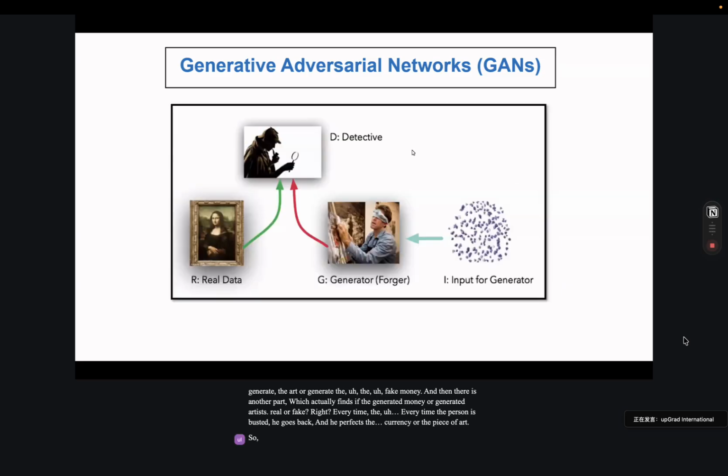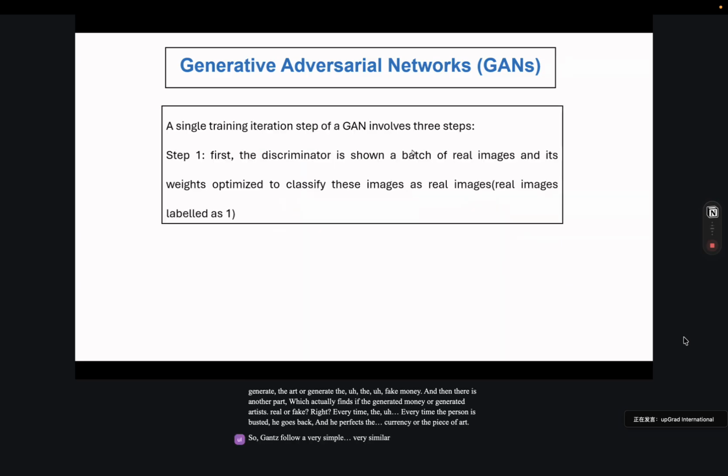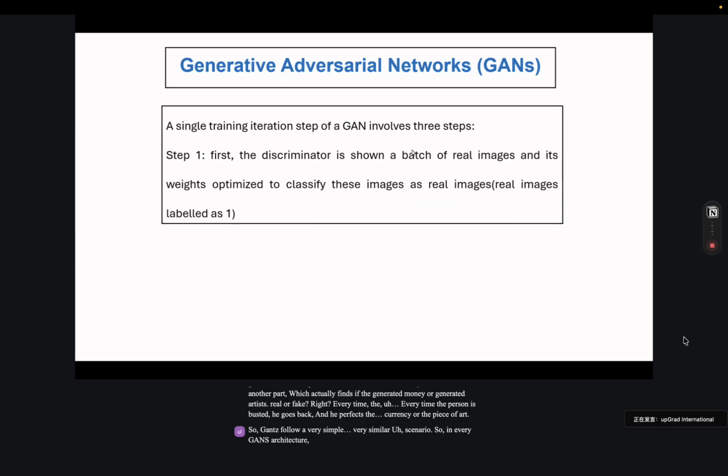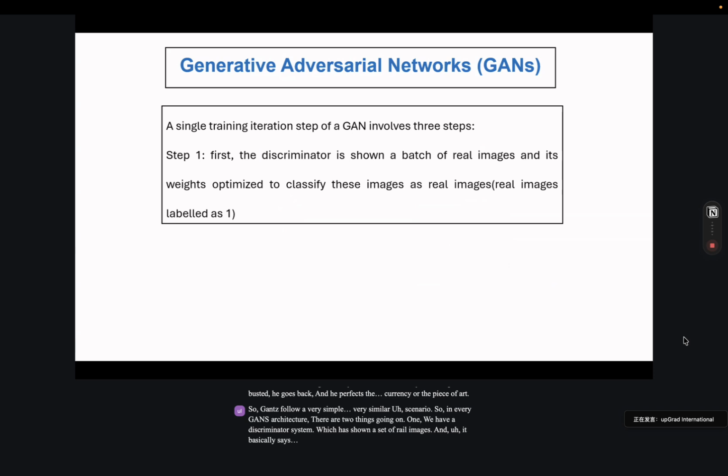So GANs follow a very similar scenario. In every GAN architecture, there are two things going on. One, we have a discriminator system, which is shown a set of real images, and it basically says, I know what a real image is going to look like. Okay, I've seen enough examples of real images, and I'm going to save the weights which define real images.